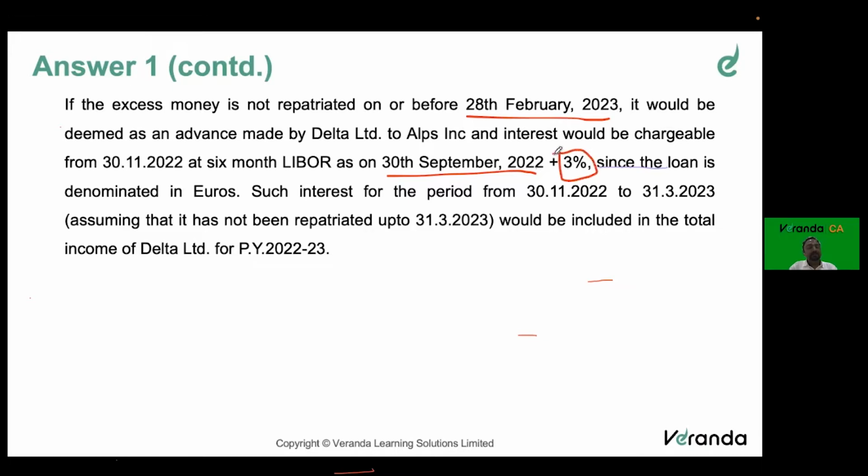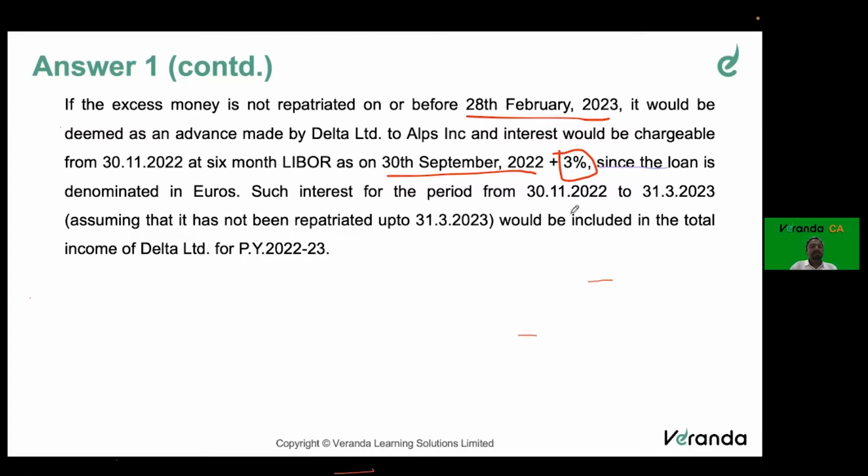So plus 3% is what you need to add along with that. So this is the rate. If it's an Indian currency, it is State Bank rate plus 3.25%. If it is LIBOR rate, if it is 6-month LIBOR on 30th September of that relevant assessment year, plus 3%. So this is what you need to take as the relevant rate. Since the loan is denominated in euros, you will have to adopt this particular LIBOR plus 3%.